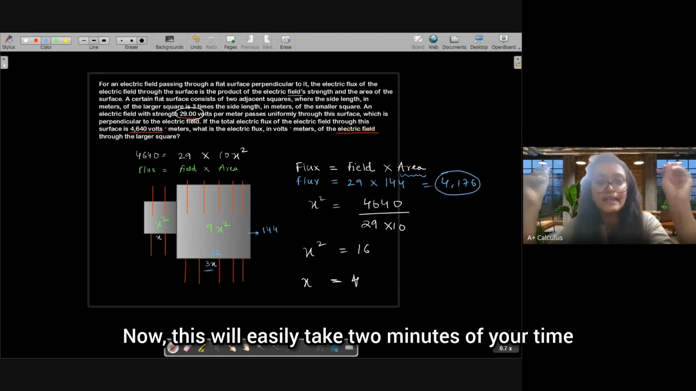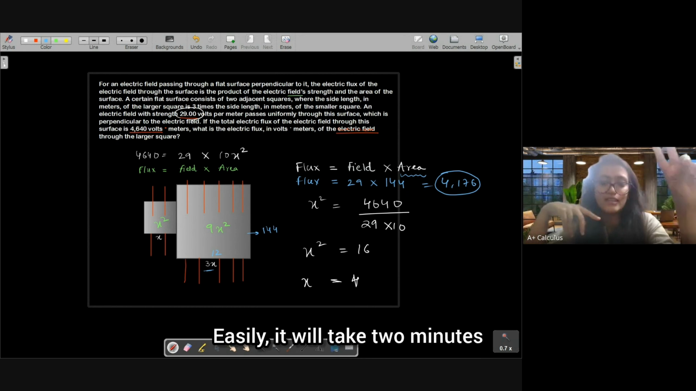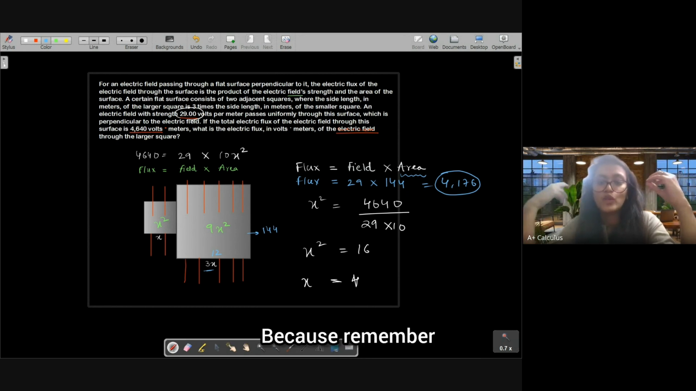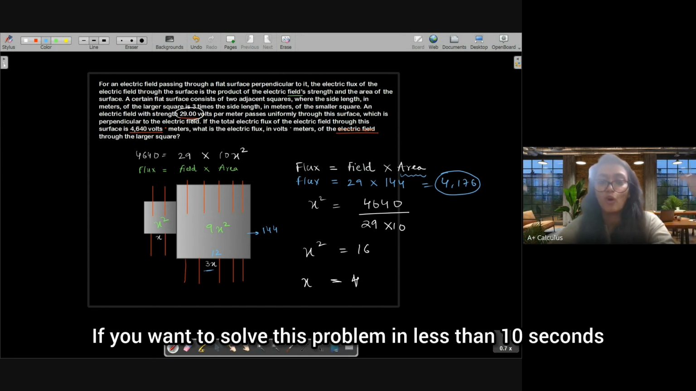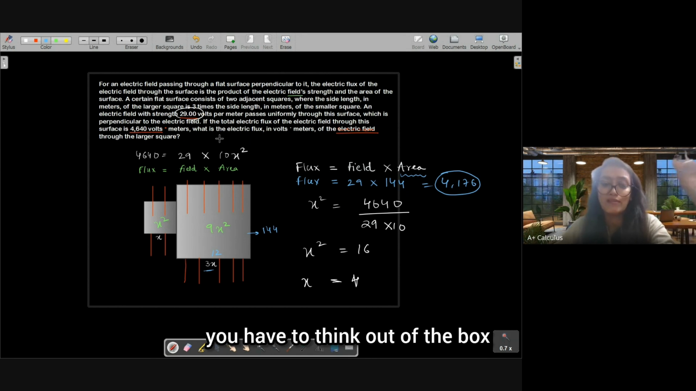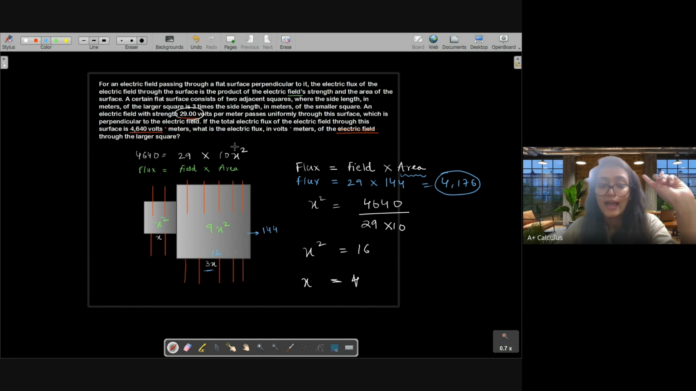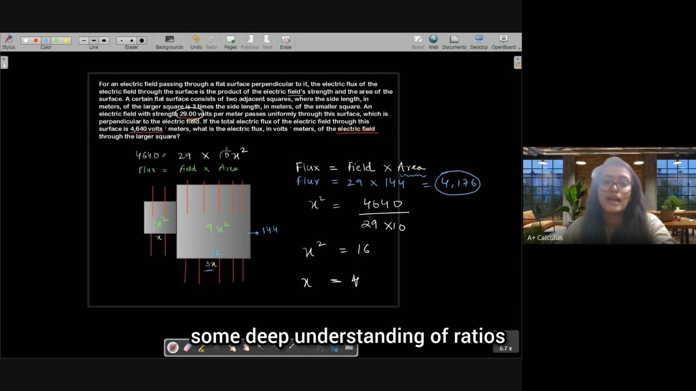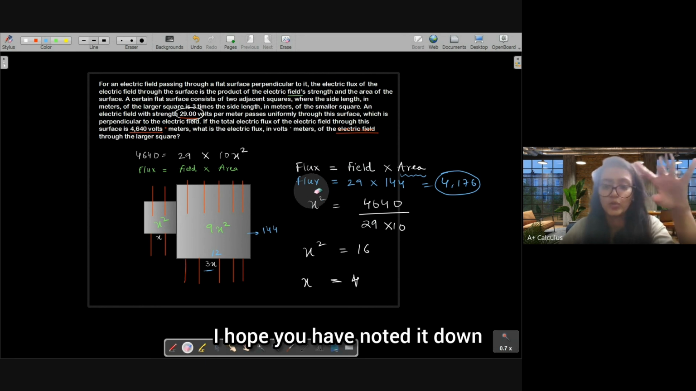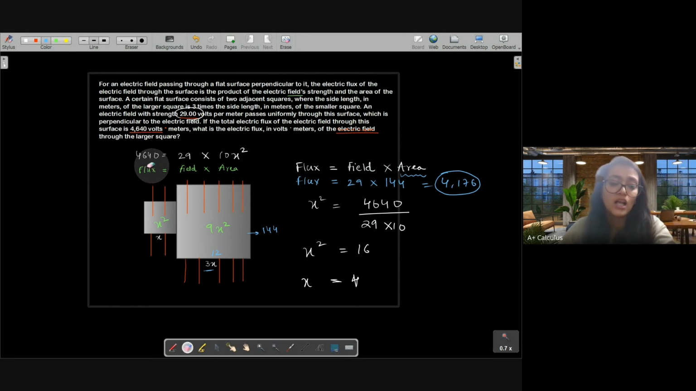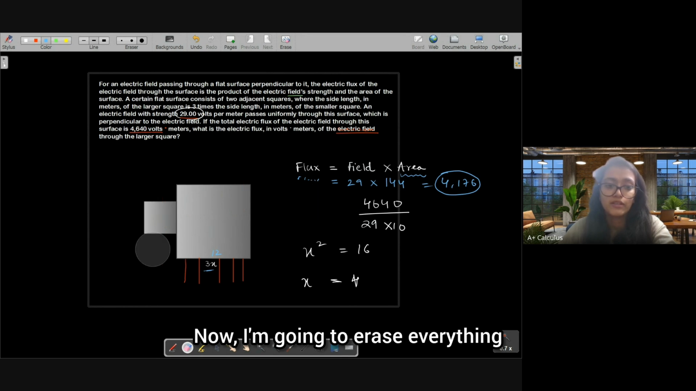Now, this will easily take 2 minutes of your time. Easily, it will take 2 minutes. Because remember, you have to think out of the box. If you want to solve this problem in less than 10 seconds, you have to think out of the box, and that requires some deep understanding of ratios. So I'm going to erase everything. I hope you have noted it down. This is a difficult method.